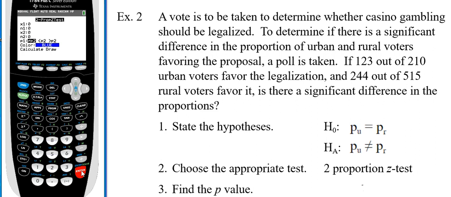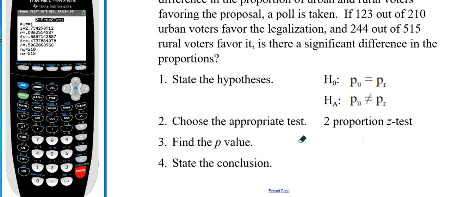And it asks for some x's and n's. Well, x1 would be 123 out of n1 would be 210. So we type in our first proportion, then our next proportion, 244 out of 515. We're going to scroll down to the word calculate. And we get a very small p-value, so our p-value is equal to about 0.006.